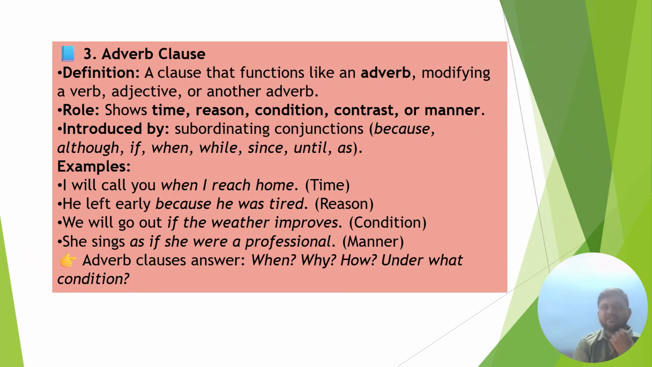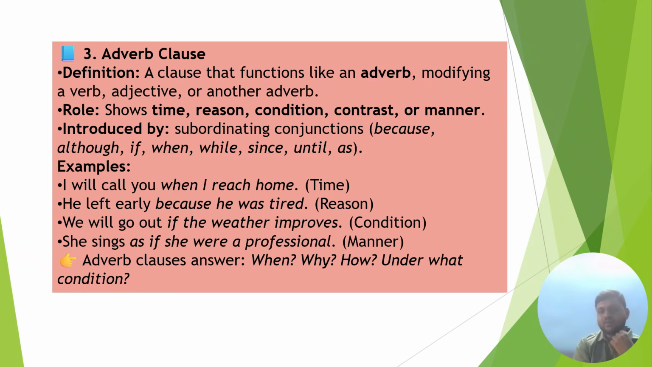And now we have adverb clause. An adverb clause is a clause that functions like an adverb. It modifies a verb, an adjective, or another adverb. The primary role of an adverb clause is to show time, reason, condition, contrast, or manner. It is usually introduced by subordinating conjunctions, such as because, although, if, while, since, until, as.